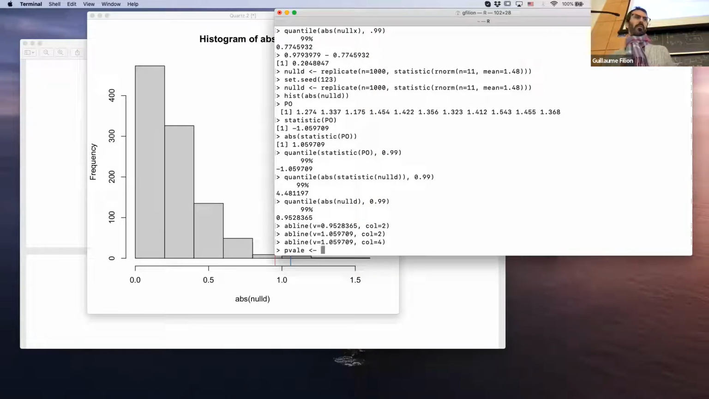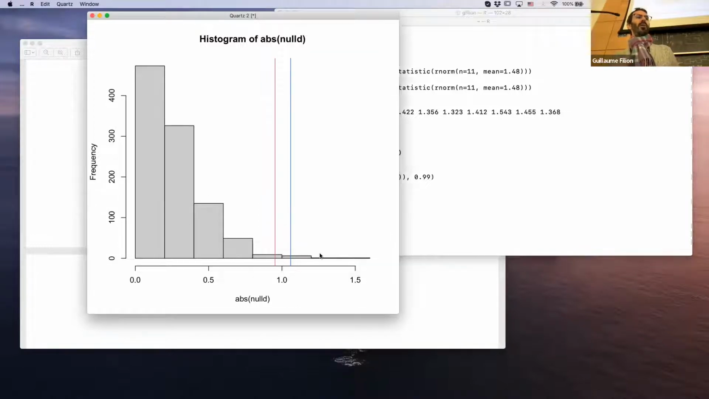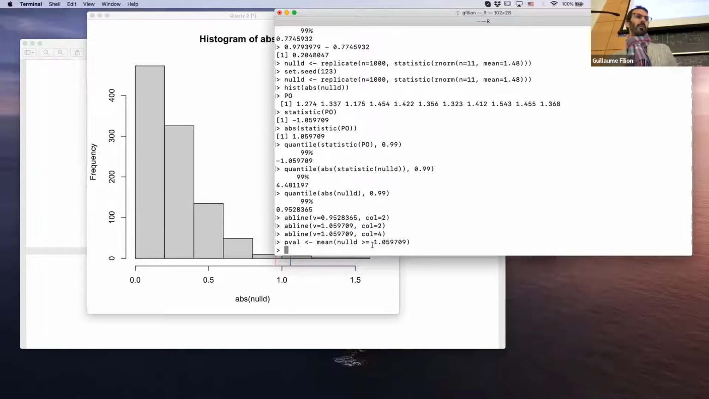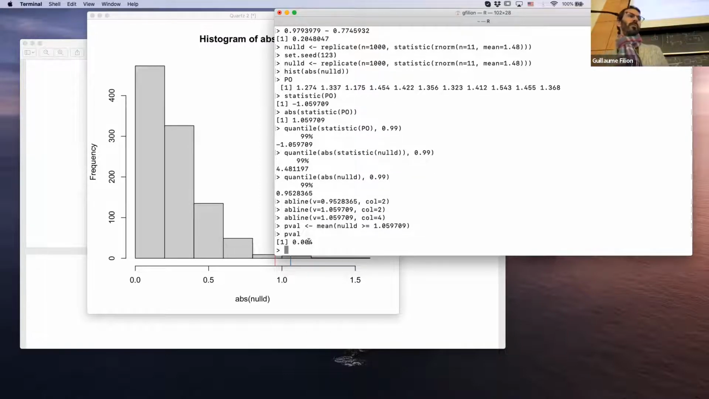P-value, that'd be, well, I need to count basically the blue area in last week's nomenclature, in this sense, which is the area from the blue line onward to the right. And so the way we do this is the mean of null d greater than or equal to the blue line here. And p-val is 0.004. That's the answer here, that's the p-value.